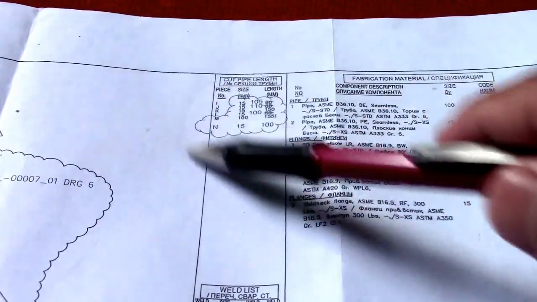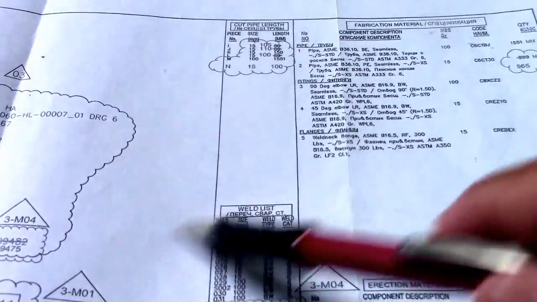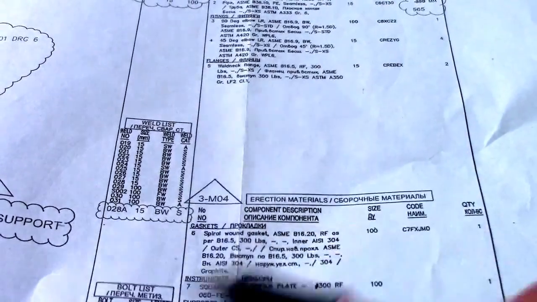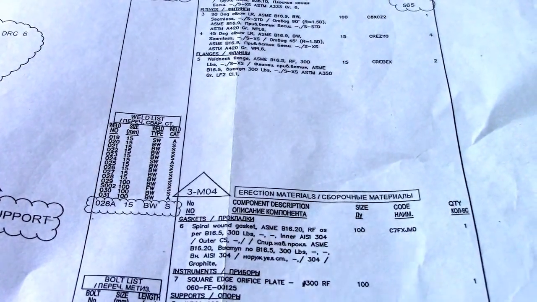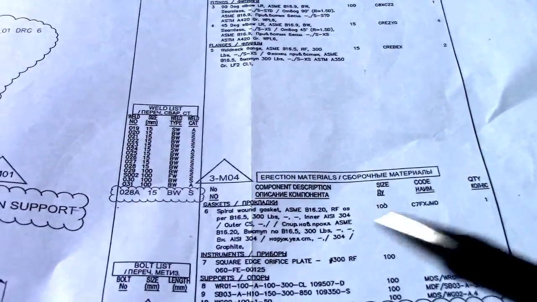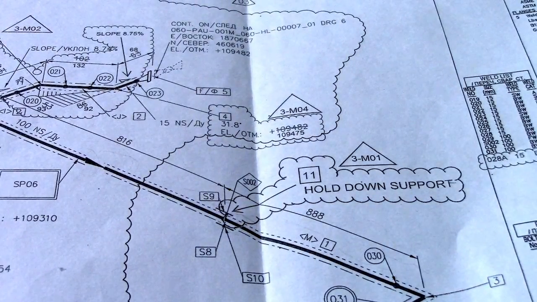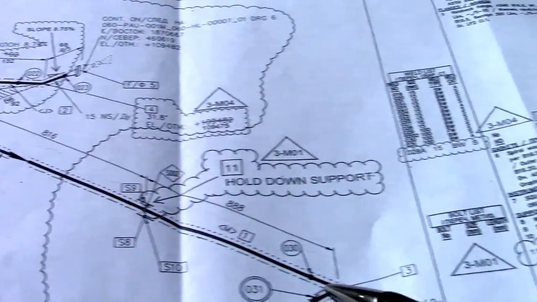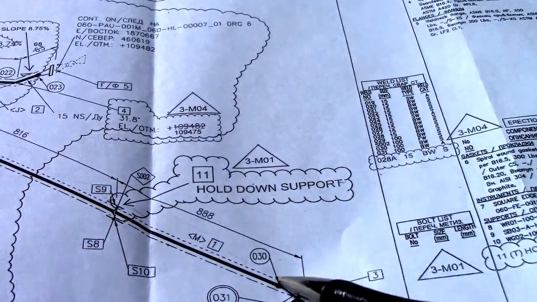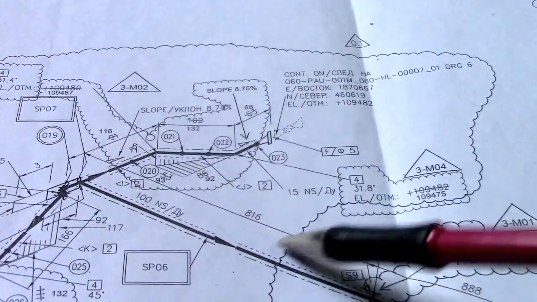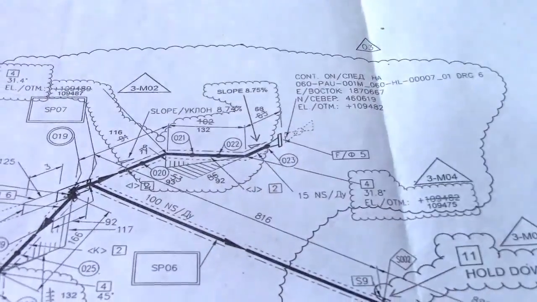And also here is the cut pipe length, weld list. This portion is for the erection materials: the gasket, instrument, supports, and also bolts. Okay, this is the line to be fit up in the fabrication. If you see this one, this is a field weld, this is a shop weld, supports. If you see this arrow, this is a flow direction. It means the service is going there.